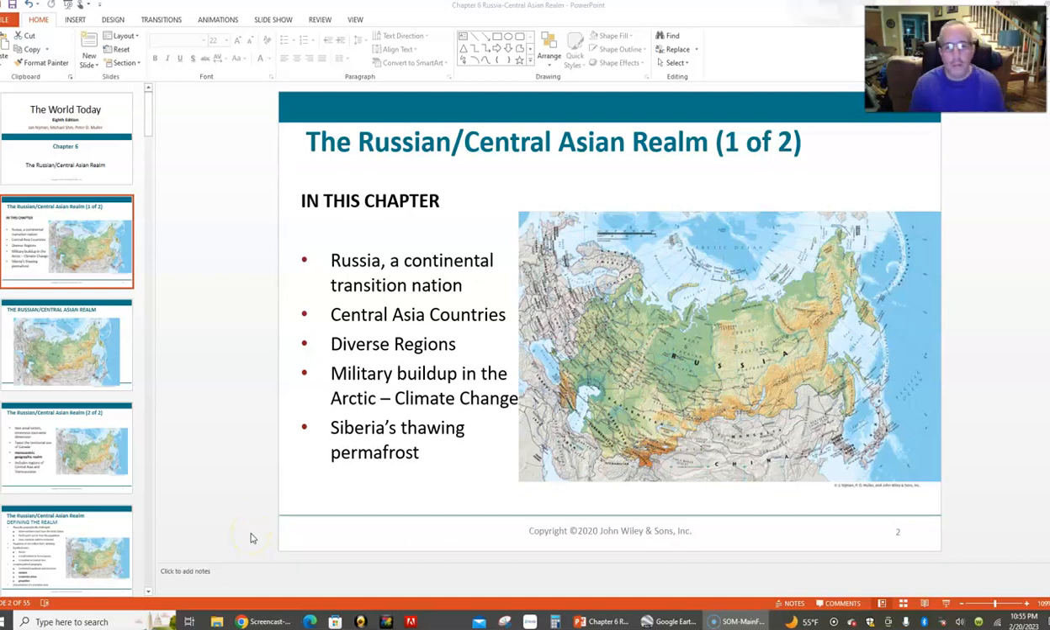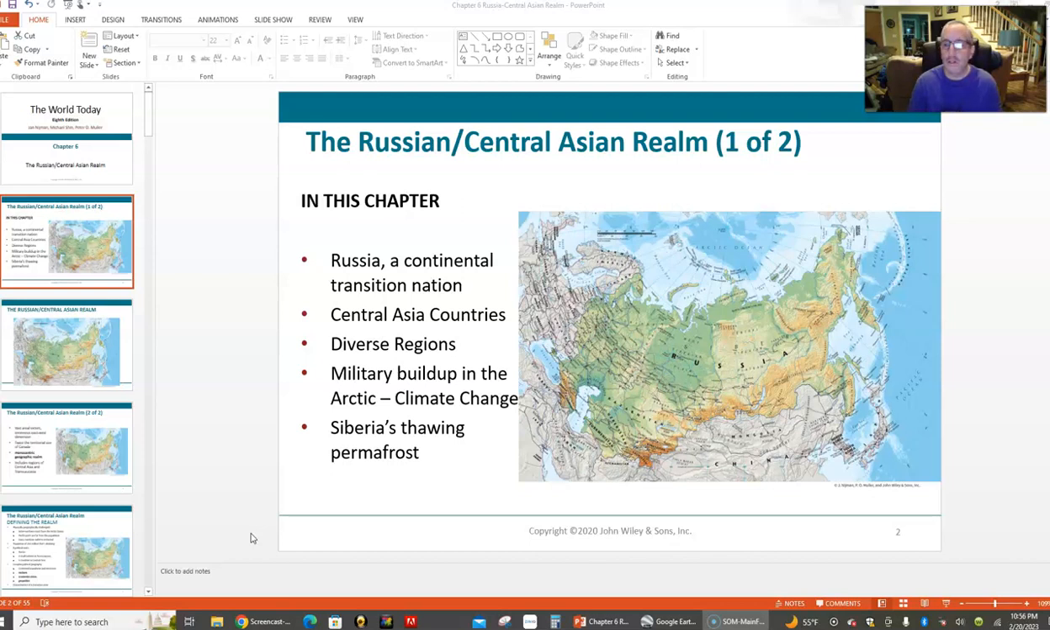Hey everyone, it's time to talk about Russia a little bit and the Central Asian realm. Of course, the primary topic of this chapter is going to be Russia, the country of Russia, and they're kind of the hot topic of the world right now because of their invasion of Ukraine. So we'll get to that in just a few minutes, but I'm going to show you a couple of things here. I'm going to go through this again.